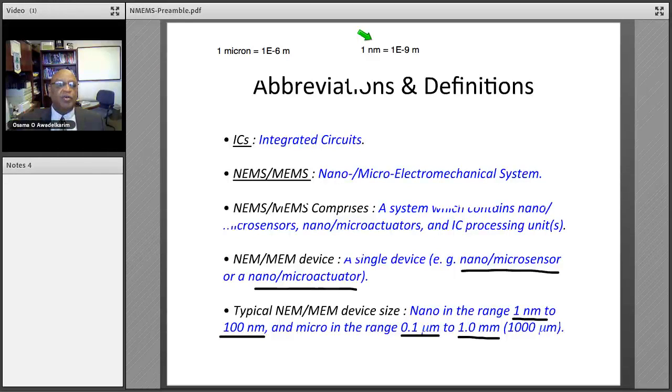And in the notes page, let me just highlight some of the terms we use. Here are micro and nano, as well as terms like NMEMS and MEMS. These are terms that would show up very often. So these are some of the important terms or abbreviations that I would leave you with in this slide.